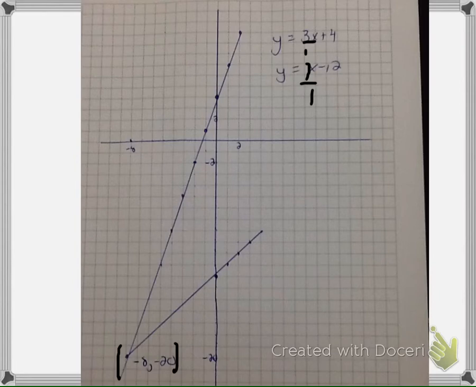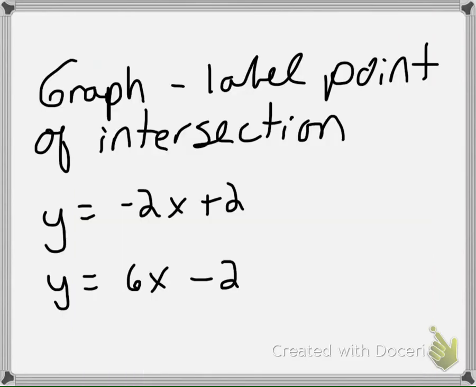Okay, next problem. This time I'm graphing the second equation, so I wrote negative 2x plus 2 as y equals negative 2x plus 2, and I wrote 6x minus 2 as y equals 6x minus 2. And now turn the video off and don't turn it back on until you've actually tried graphing them on your own. Don't be lazy.